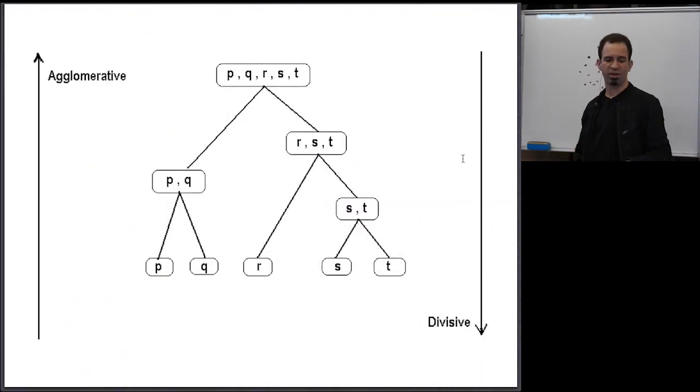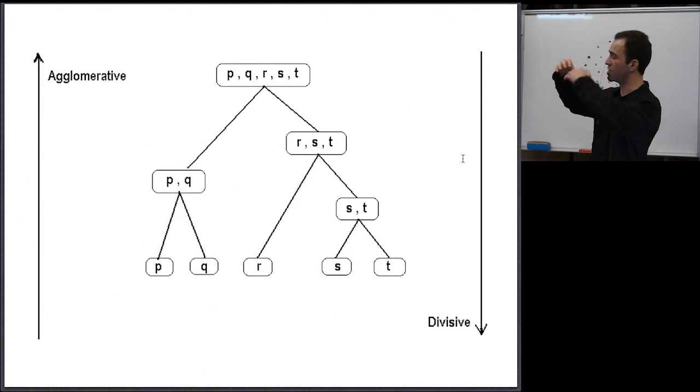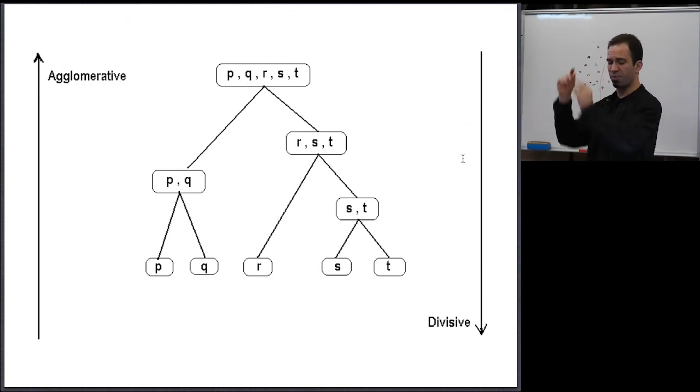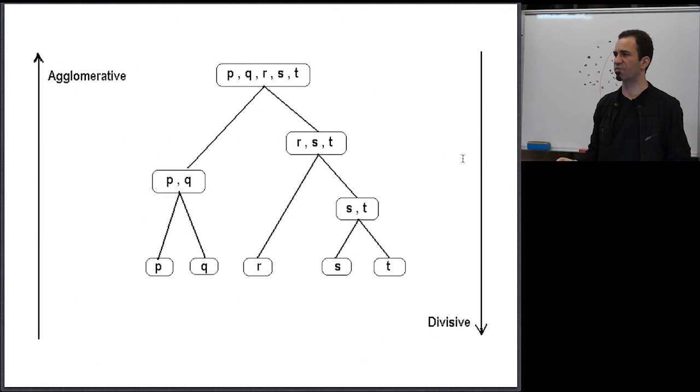You get this tree, right? In this case, P, Q, R, S, T are the items that you're trying to group. All you're doing with the different direction, with the agglomerative versus divisive, is going in opposite directions. So you either start with everything and try to break it down into pieces, or you start with the individual pieces and try to group them. And you record the sequence of decisions.